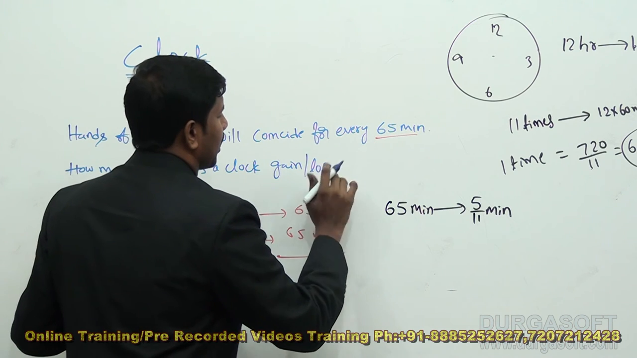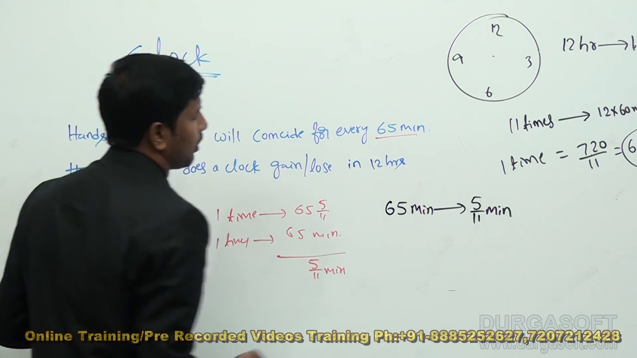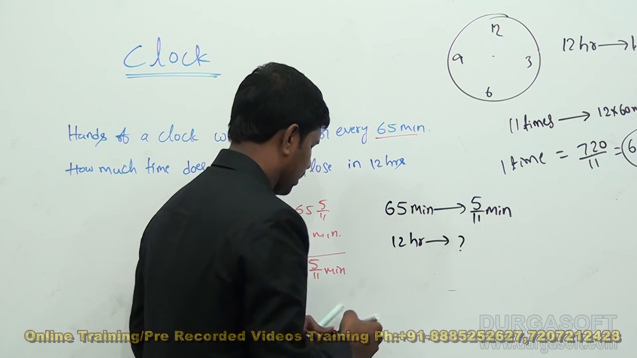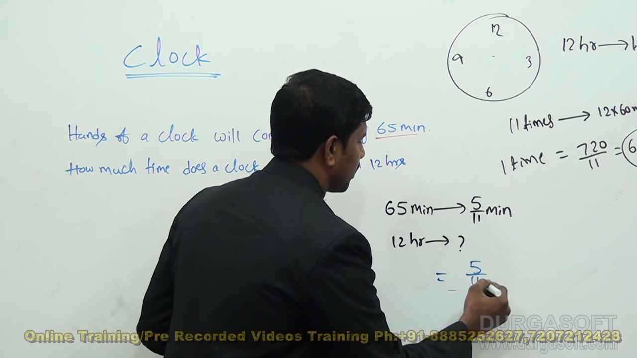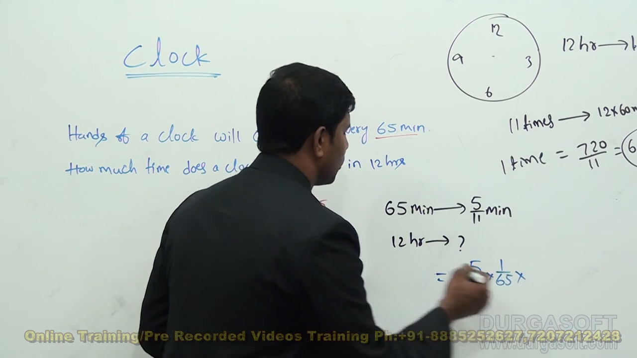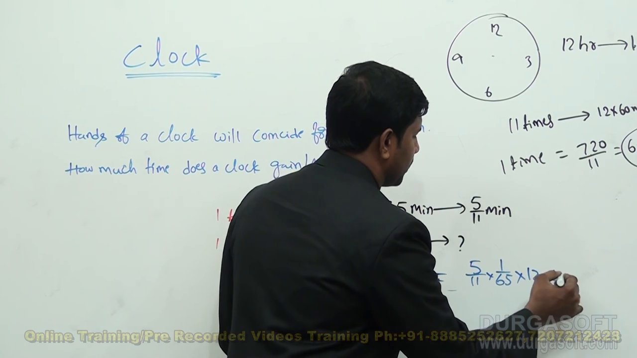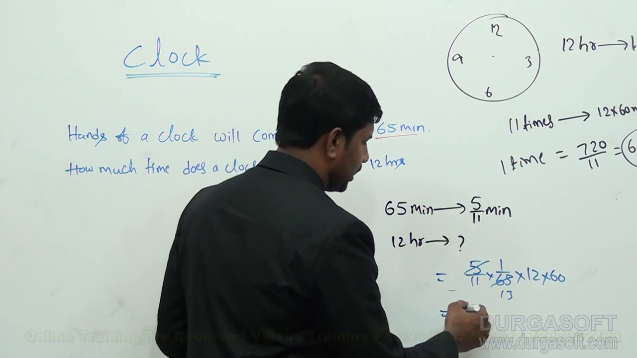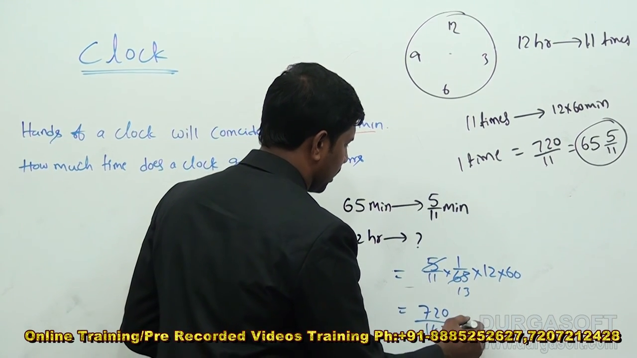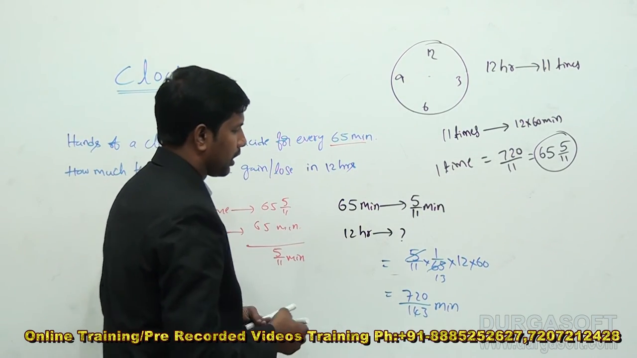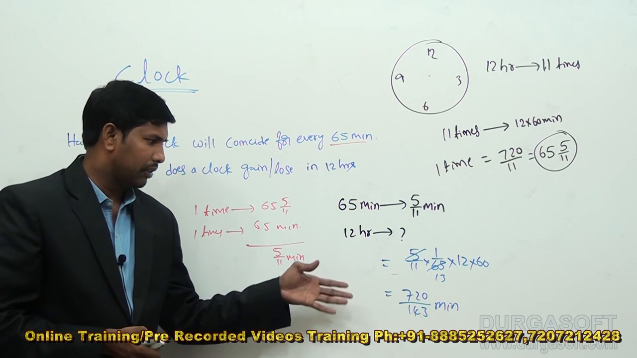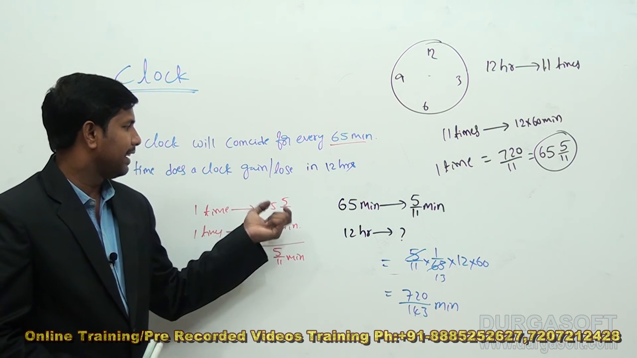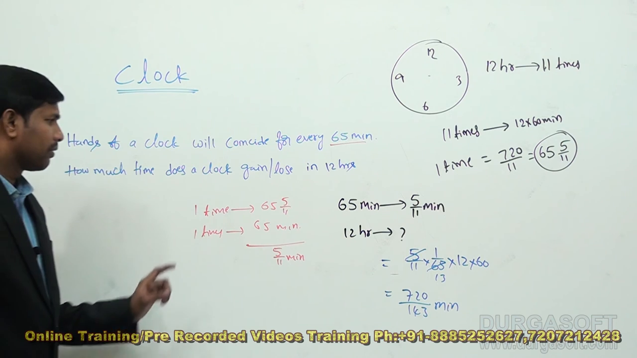Suppose if I ask how much time the clock will lose in 12 hours, so for 65 minutes it is 5/11. Now I want it for 12 hours, so how much time? Now let us see the value. It is 5/11 into 1/65 minutes into 12 hours, which means 12 into 60 minutes if I calculate in terms of minutes. So from this you get the required value, that is 720/143 minutes, or when you take it in terms of hours, you get the required answer by dividing with 60. So this is how we can calculate the required value, which is the gain or loss for a clock in 12 hours.